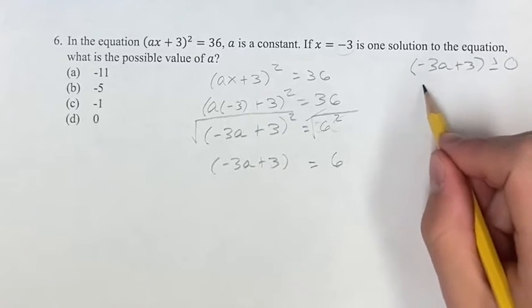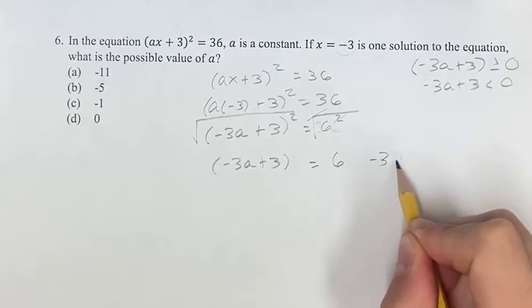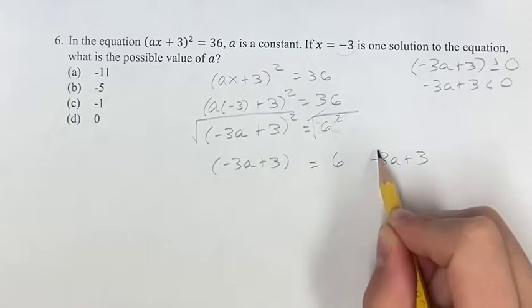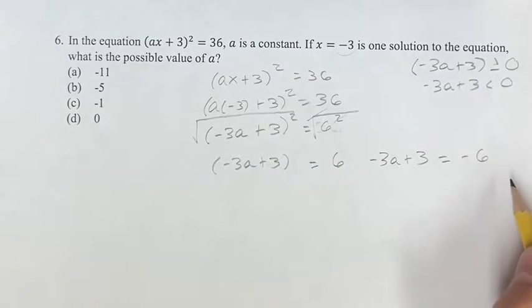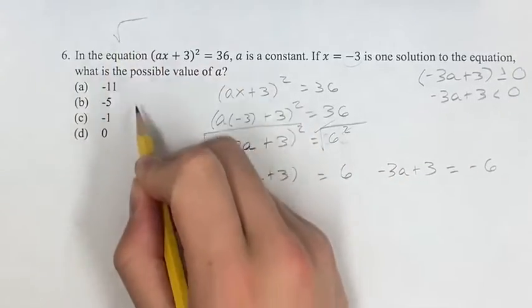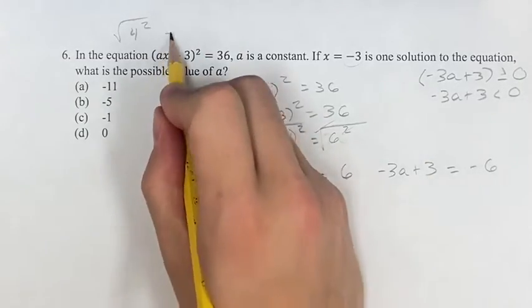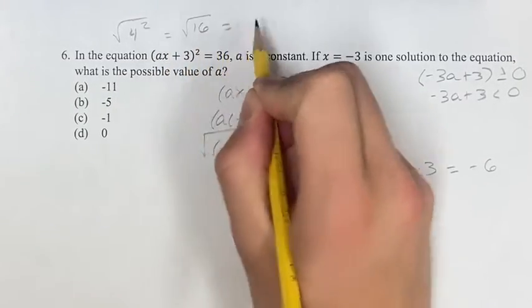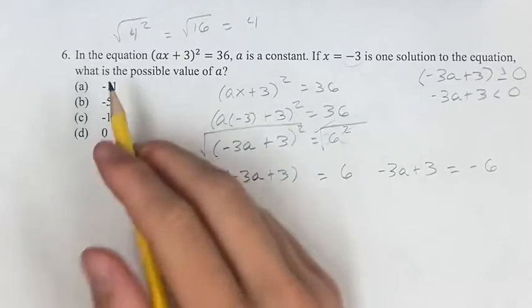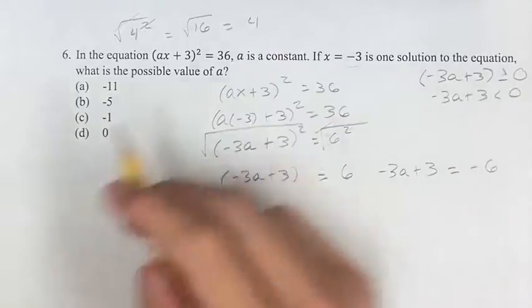If it's less than 0, then -3a + 3 is equal to -6. Why is this the case? Well, if you take the square root of a positive number squared, say 4², this is just the square root of 16, which is equal to 4. So you can think of it in this case as just the square root and the square cancel out.